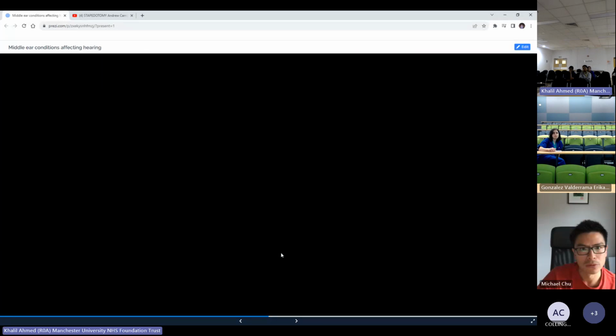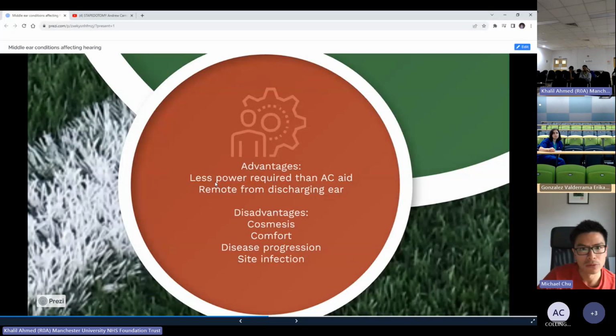What about bone conduction? Well, it requires less power than the air conduction aid because you're vibrating the skull. So you don't have to try and get the sound through the stiff ossicular chain. It's remote from the ear. So that's good. So if you have a discharging mastoid cavity and a large conductive loss, you don't want to stick in an in-the-ear hearing aid. So a bone conduction one's really good from that point of view.